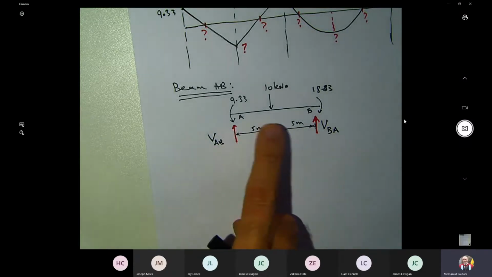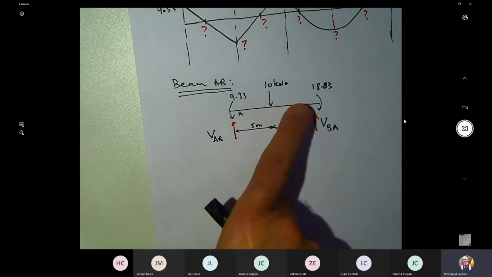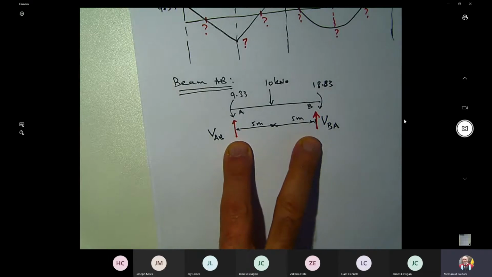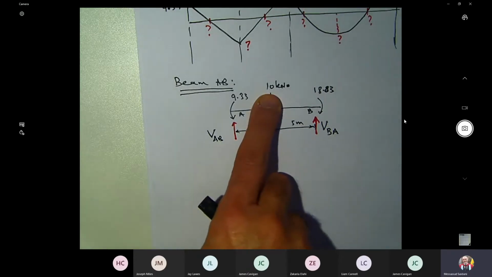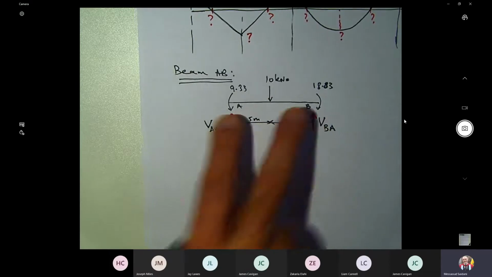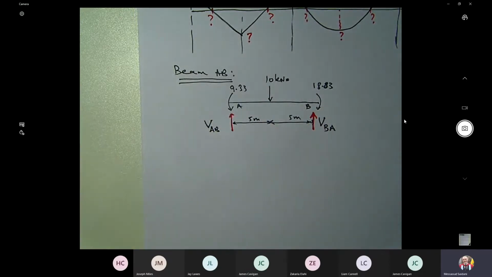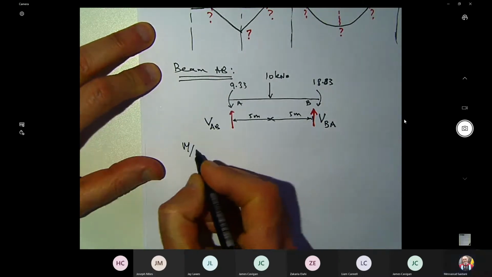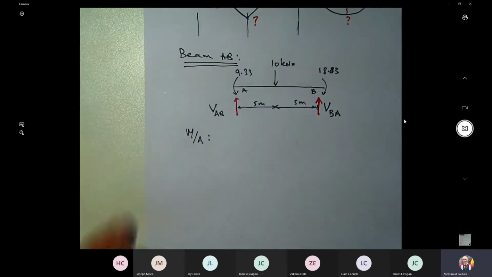And this is what I'm going to do here. I'm going to take moments about A, and then I'm going to take moments about B, and then check that these two reactions, when you add them up, will give me 10. That's always the best way of doing it: use two moment equations for equilibrium. Do it all the time, whether you have a beam or frame or whatever, and leave the vertical to check your answer, okay? So we are going to take moments about A. So we take the equilibrium of moments about A.